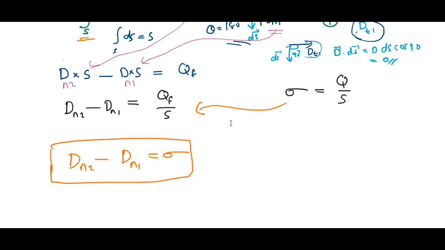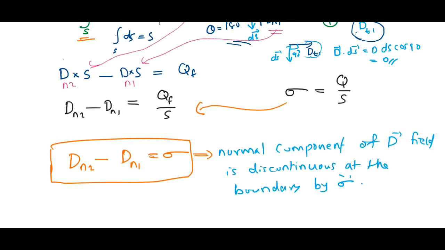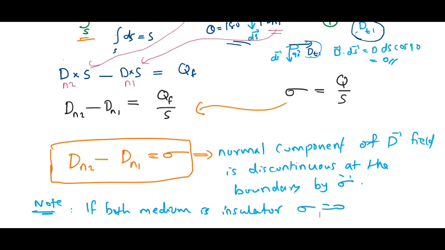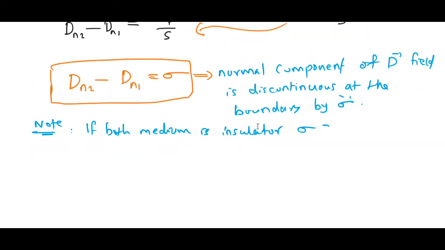That is, the normal component of the electric displacement vector D is discontinuous by a factor sigma. And here also note that if both media are insulators, then sigma will be 0. Then Dn2 will be equal to Dn1. That is, the normal component of D is continuous.